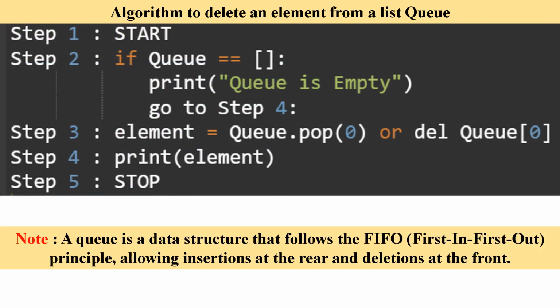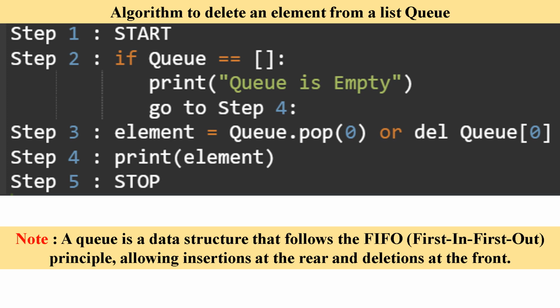Let's see the algorithm to delete an element from a list queue. Step 1. Start. This step indicates the beginning of the algorithm, where the execution starts. Step 2. If queue equals empty list. This is a conditional statement that checks whether the queue is empty or not. The square brackets typically represent an empty list.